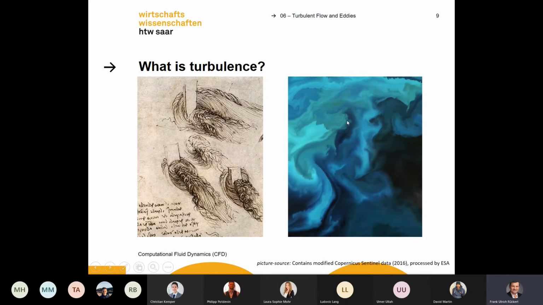Yeah, that's important for turbulence. The turbulence and the swirls, they always look similar.